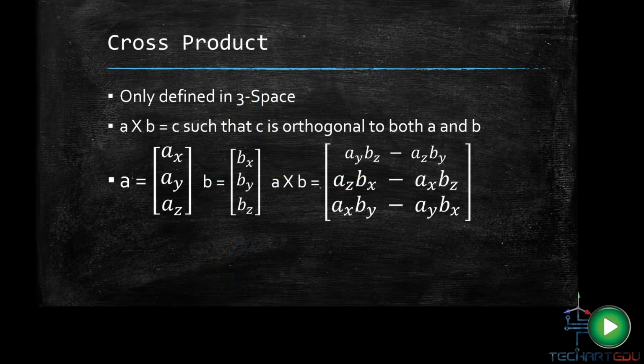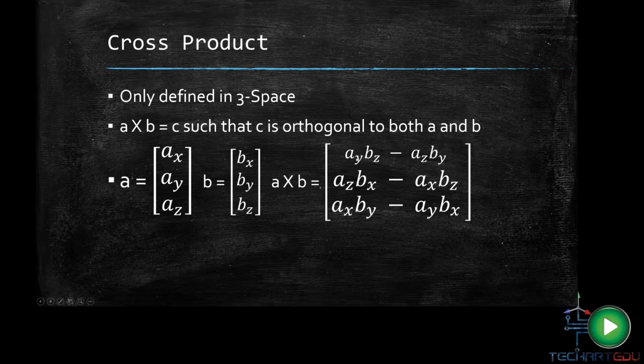Okay, now there's this other thing. We say, okay, well, what happens if you want to take two vectors and you want to end up with a third vector? Well, then that is called a cross product. Now, this only works in 3-space, so X, Y, Z, or if you're doing cross products of colors, red, green, and blue.